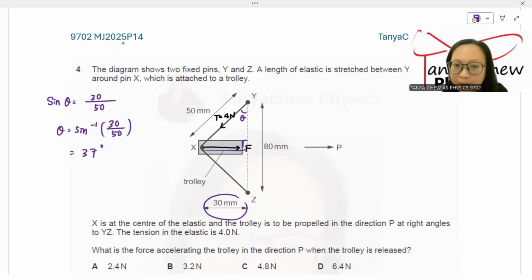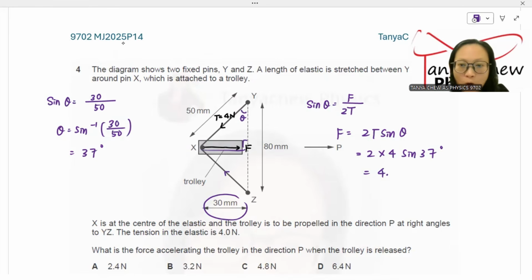Now, I use back the Pythagoras theorem. Sine theta is equal to force over tension. This is 2 times the tension because this is the whole tension of the string. So force is equal to 2 times the tension times sine theta. So I got 2 times tension, 4, times sine 37. The answer is 4.8 Newton. C is the answer.